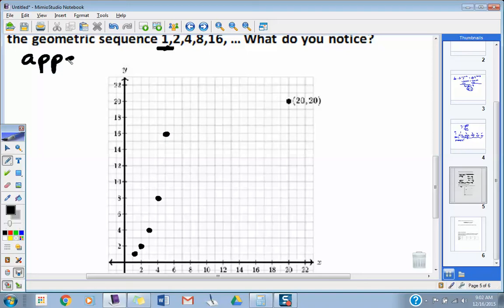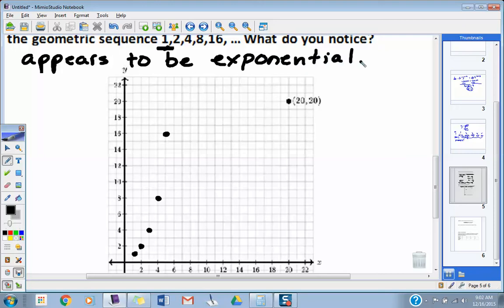Appears to be exponential. It appears to be exponential.